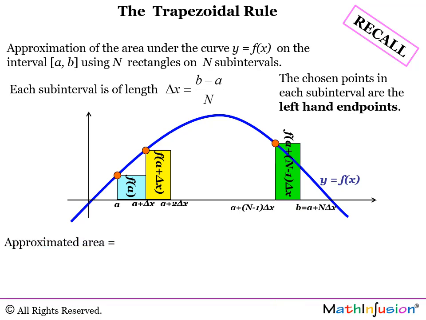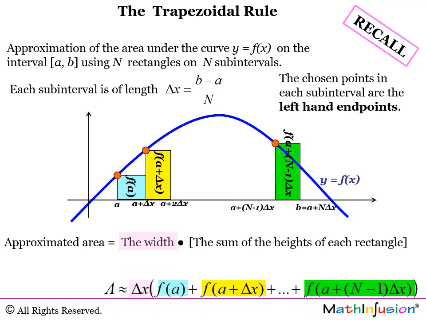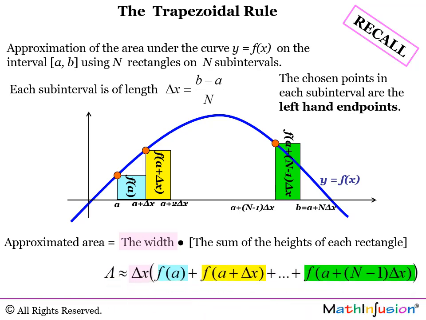And the approximated area is the sum of those areas, which is the width, which is equal for each one, times the sum of the heights of each one of those rectangles. The width is delta x, and the sum of the heights is f(a) plus f(a plus delta x) and so on, up to f(a plus (n minus 1) delta x).